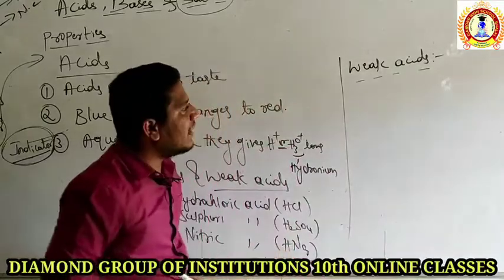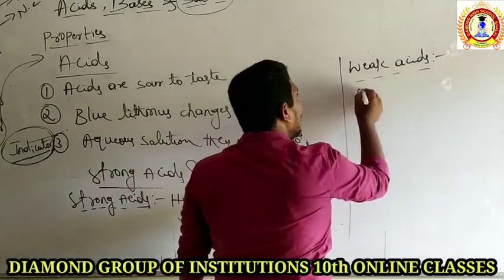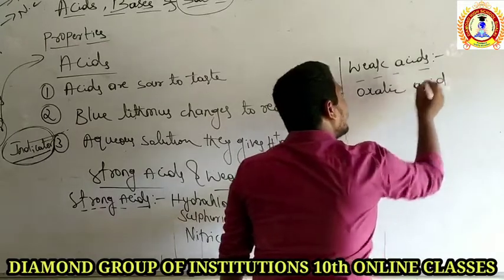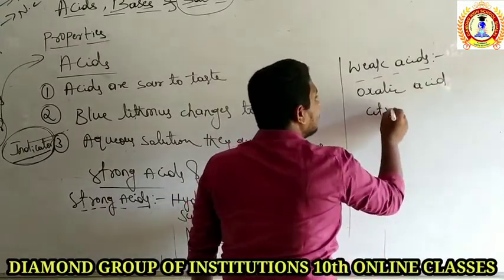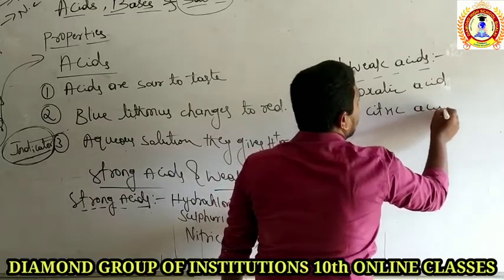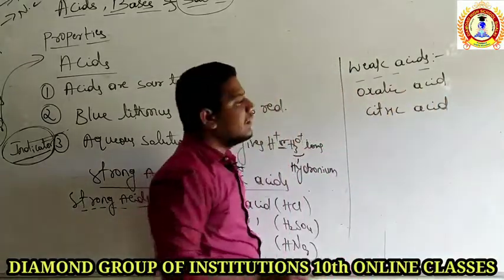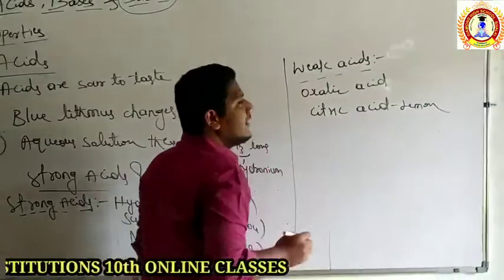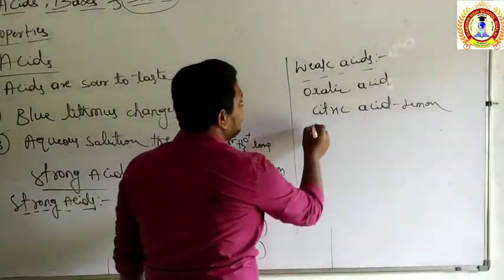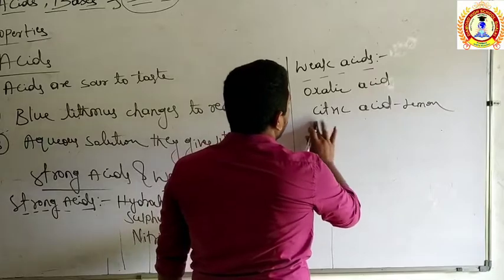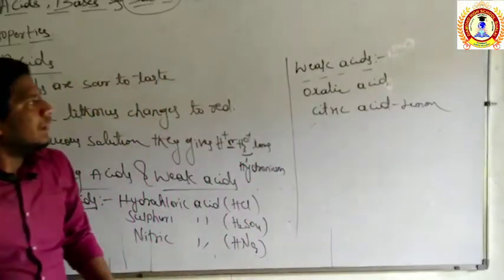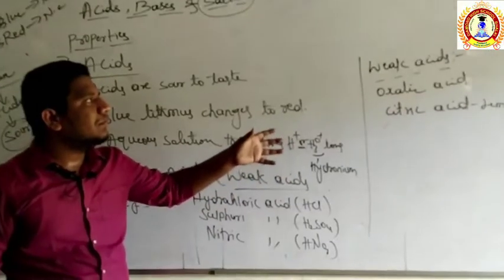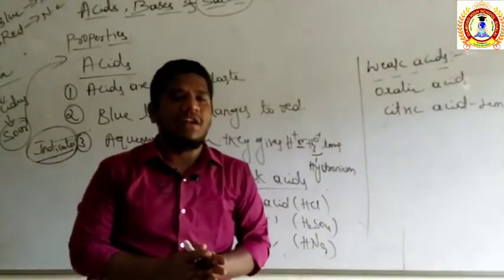There are some weak acids. Example, oxalic acid is a weak acid. Then citric acid. Where is the citric acid present? The citric acid is present in the lemon, right? It is also a weak acid. And one more acid is, let it be. So these are the weak acids. They are present in different ingredients also, right?